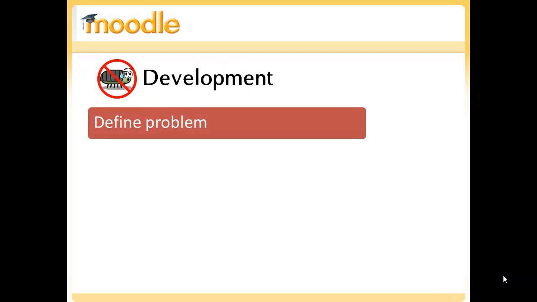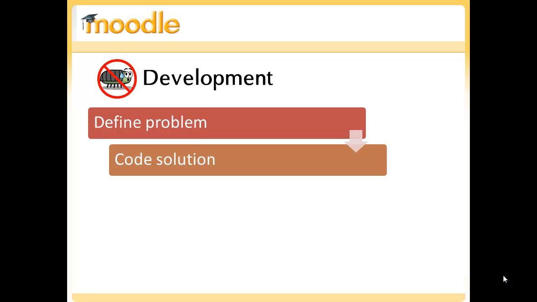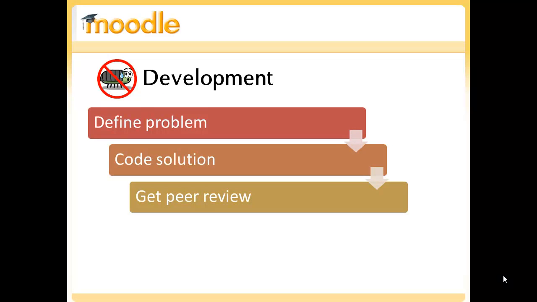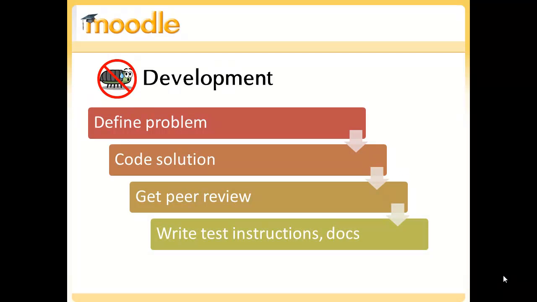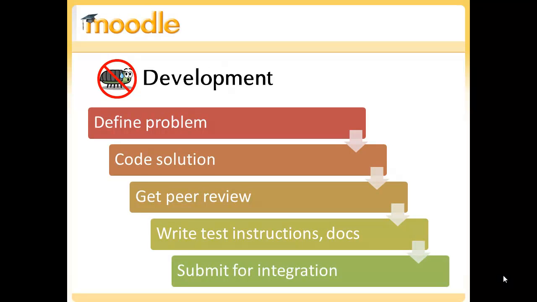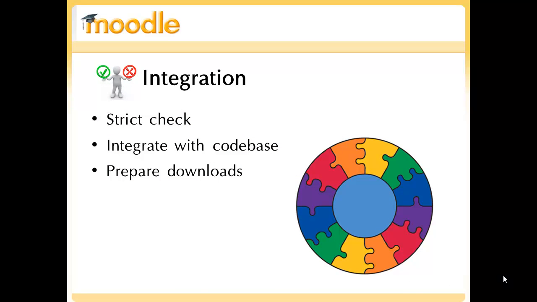So development here at Moodle HQ follows a pretty defined process. We need to start by looking at the problem, trying to code a solution, getting someone to peer review that solution, writing various test instructions and so forth, and then submitting it for integration. Integration means combining with the rest of the code base. Integration is a very strict check by some very experienced developers. Once they have approved it, they then integrate it with the rest of Moodle. And then once all of the testing is done, it gets combined and made available for people to download.